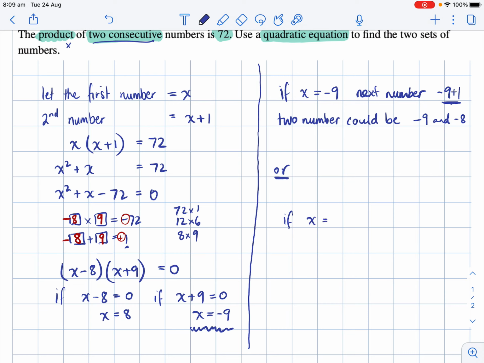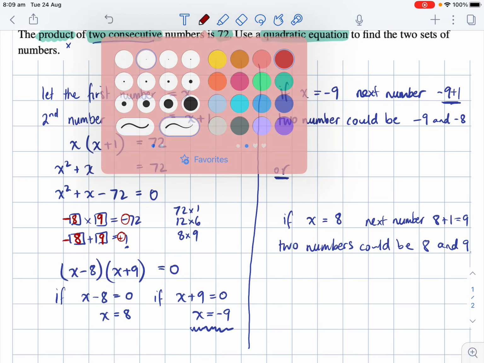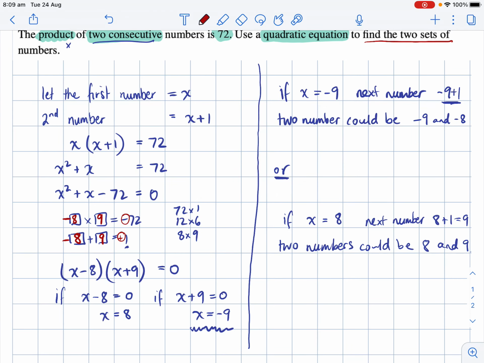if x equals 8, then the next number, yep, you've guessed it already, 8 plus 1, the next number's 9. So the two numbers could be 8 and 9. Now the question actually gave us a hint here. If we read it carefully, find the two sets of numbers. So if we stopped with one set, we haven't actually answered the question we were asked. So always make sure you read the question carefully and pick out that key information to help you along the way.